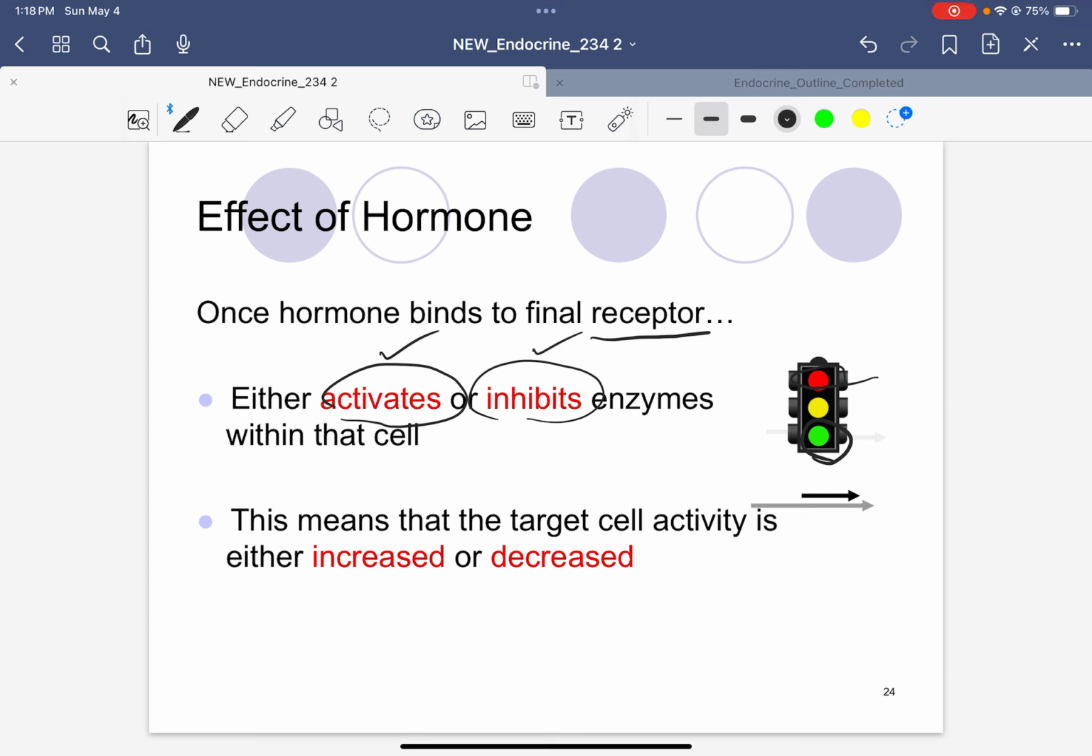There's, of course, more going on behind the scenes, but in essence, this is really how it works. A hormone gets to a receptor, and it either says, do more of what you're doing, green light, go, go, go, or it delivers a message that inhibits.